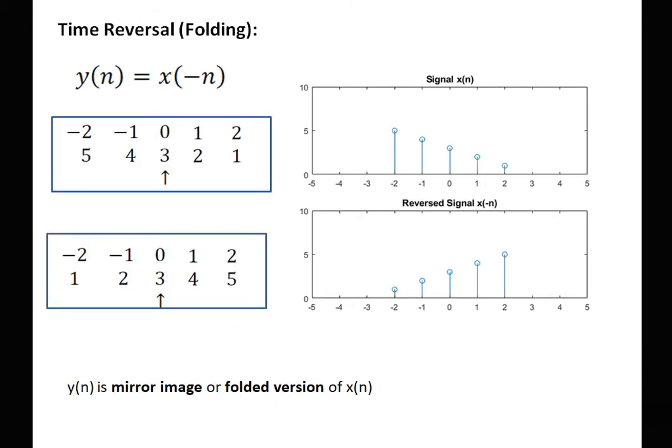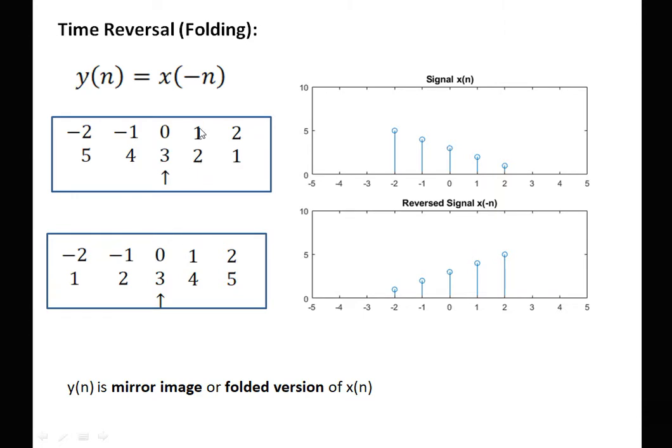The third operation is a very important operation, that is the time reversal or folding operation. It is nothing but the folded version or the mirrored image of the given signal. y of n is equal to x of minus n. The same signal 5, 4, 3, 2, 1 occupies from minus 2 to 2. Mirrored image means whatever is in the positive portion will shift to the negative portion, and whatever is in the negative portion should shift to the positive portion. See, this 0th location will remain the same with its value.